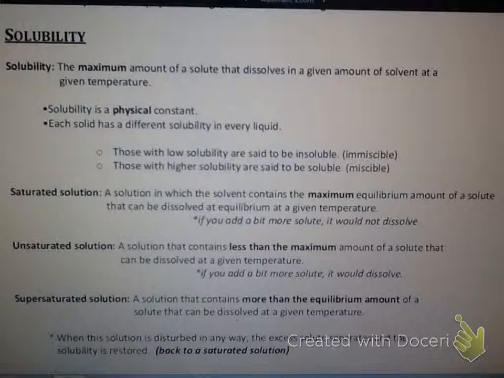So let's think about some terms that we're going to use in this chapter. We talked about the term solution. It means a homogeneous mixture, the same throughout, and we discussed the characteristics of a solution. And we said there's two parts to a solution. Every solution has a solute and a solvent. A solvent is the dissolving agent. It is what breaks apart or mixes up the solutes. And the solute is what's broken apart by the solvent.